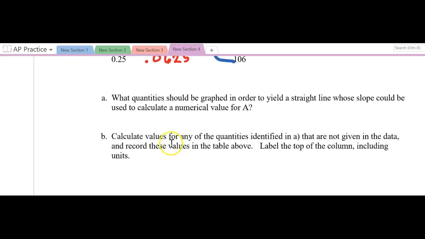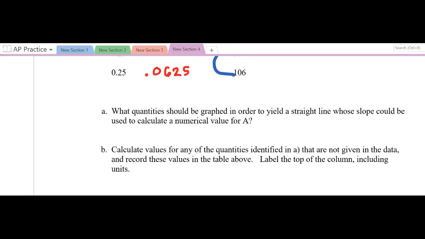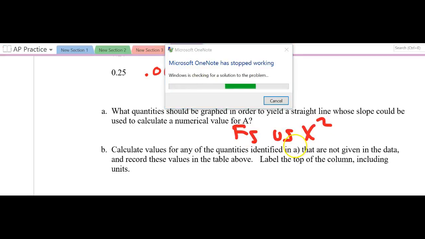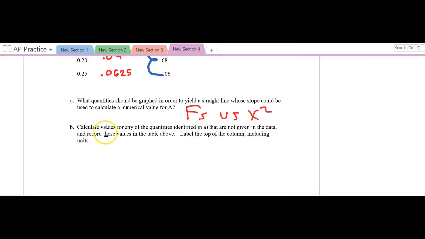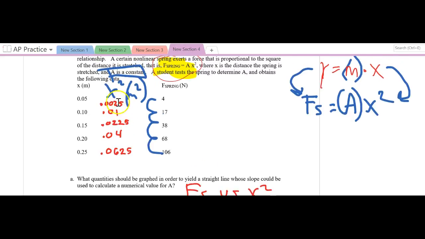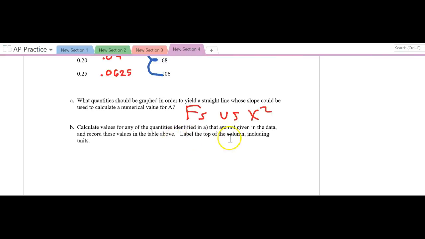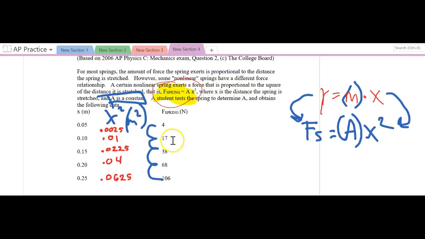Now, here's my data. We already calculated what we would graph, so I have to double check that I have force of the spring versus x squared. Calculate the values. Next one, calculate the values. That's what we did up here. Those are not given in the data, so record these. Label the top of the column including units. So there's mine. You can pause it so you can get the numbers.